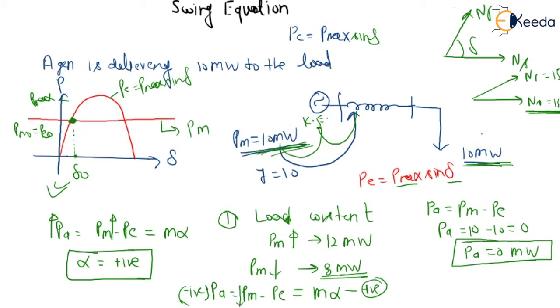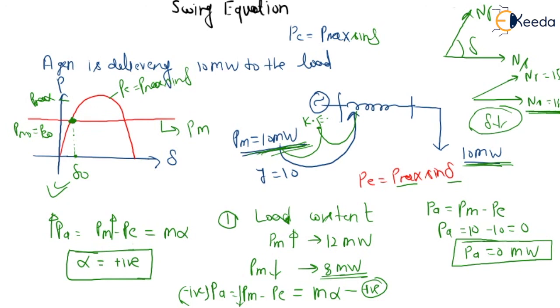We have seen that if we increase the mechanical input when our load is constant, the delta value is increasing, and when the load is constant and we decrease the mechanical input, the delta value is decreasing. So this is the first point.